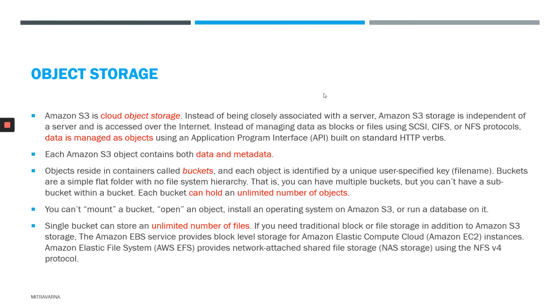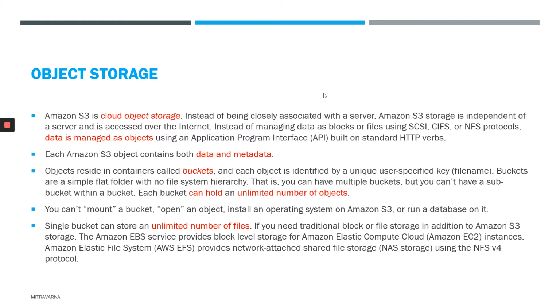So the next one is object storage. Amazon S3 is a cloud object storage, which means whatever kind of data it might be, it will consider it as a stream of bytes. Instead of being closely associated with a server, Amazon S3 storage is independent of a server and is accessed over the internet. Instead of managing data as blocks or files using SCSI, CIFS, or NFS protocols, data is managed as objects using an application program interface built on standard HTTP. So it purely works on the HTTP protocol since it's a cloud object storage.